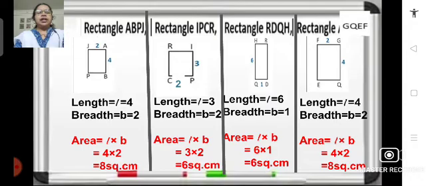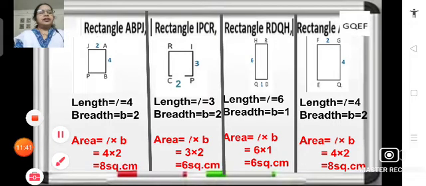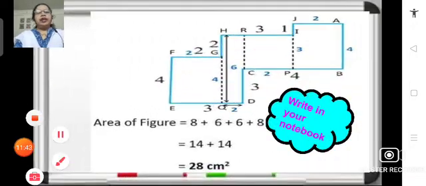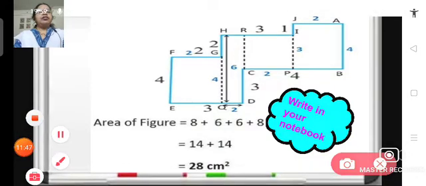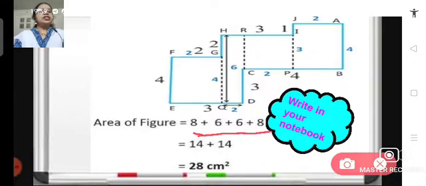So, now we have the areas of all the 4 rectangles. Now, let us find the total area of the figure. So, what will be that? It will be 8 plus 6 plus 6 plus 8, isn't it? So, adding them up, what do we get? We get 14 plus 14, that is 28 centimeter square. So, the total area of this figure is 28 centimeter square.